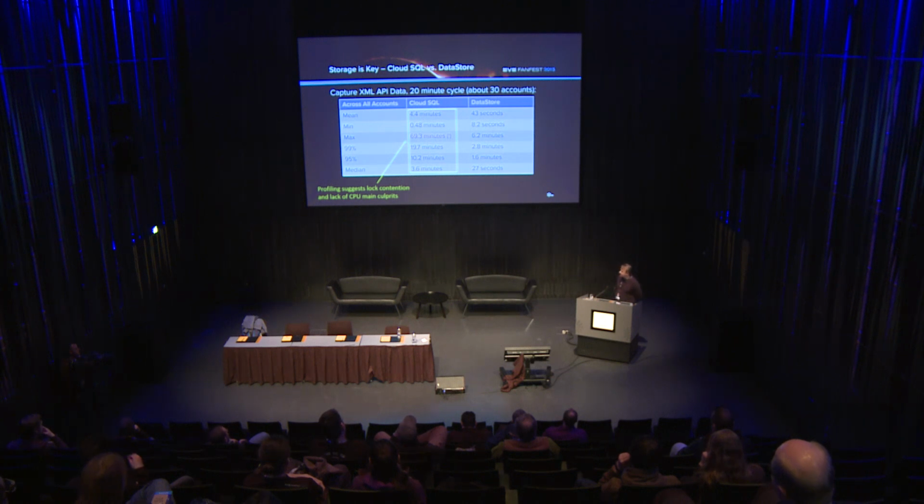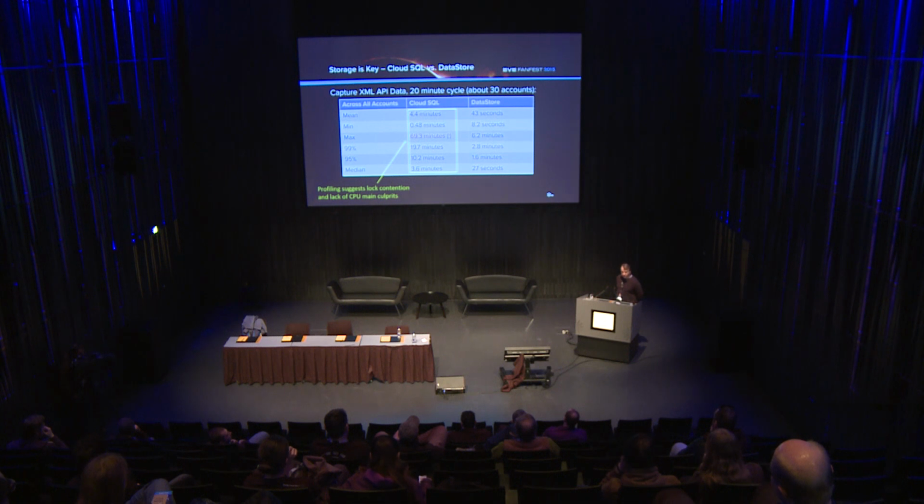So that was kind of depressing. So what I decided to do was port the API sync side of this to DataStore, and the table on the right shows the results of that. So it's an order of magnitude better. We went from 4.5 minutes to 43 seconds on average for syncing an account. And in the worst case, we had about 6 minutes.